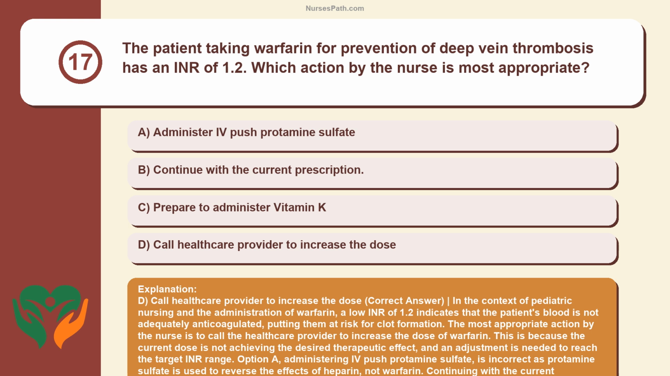Continuing with the current prescription, option B, would not address the subtherapeutic INR level. Option C, preparing to administer vitamin K, is not the first-line intervention for a low INR in a patient taking warfarin. It is typically reserved for cases of warfarin overdose or when there is excessive anticoagulation leading to bleeding. In a pediatric nursing context, it is crucial to understand the appropriate actions to take when managing anticoagulation therapy in children to ensure their safety and well-being. Monitoring and adjusting warfarin doses based on INR levels are essential components of pediatric nursing care to prevent complications such as thrombosis or bleeding events.